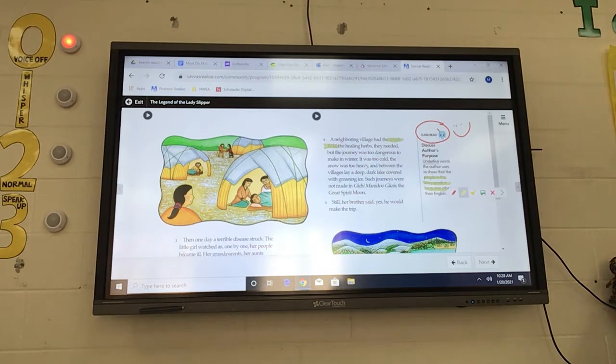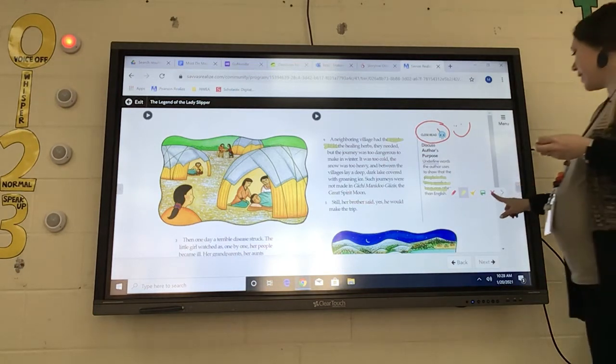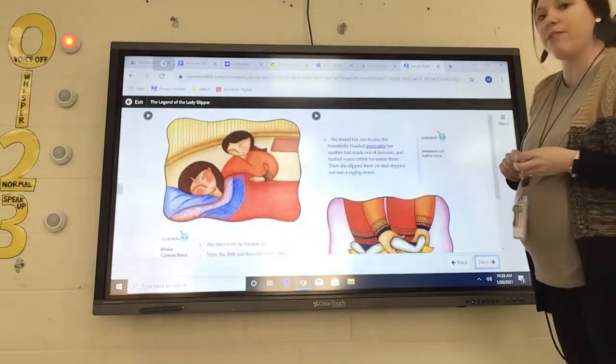Thumbs up when you're with me. Good job. So that tells us they're speaking a different language. Good job. Let's move on to the next page. Page 64.